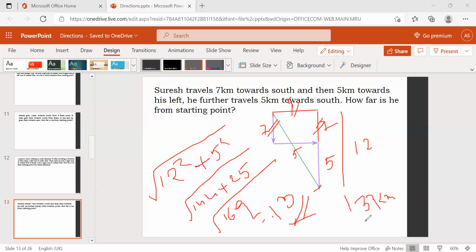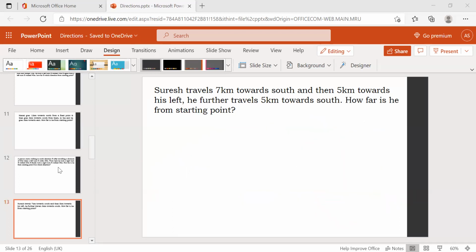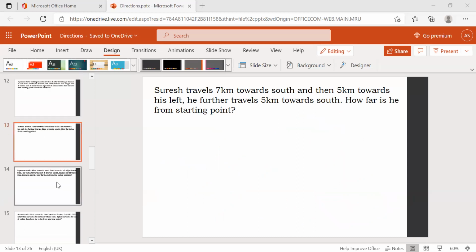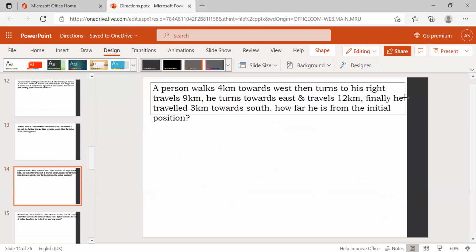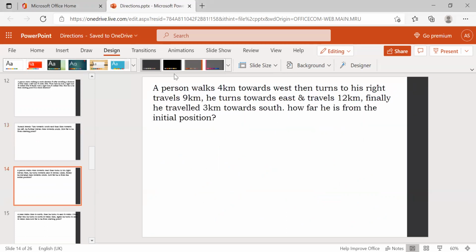kilometers from the starting point. Okay, from the starting point. This is how we are using the Pythagoras theorem here in this direction. Okay. Now, do this question. Try to solve this question.